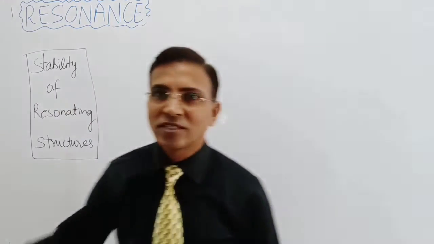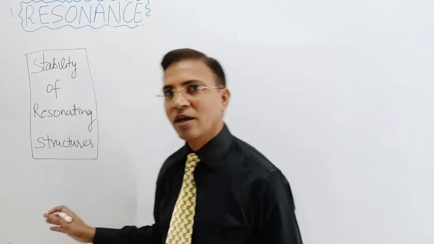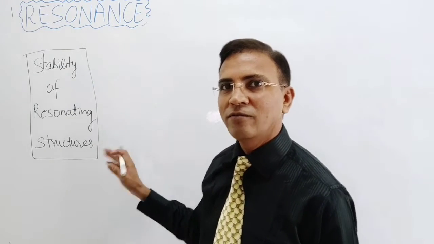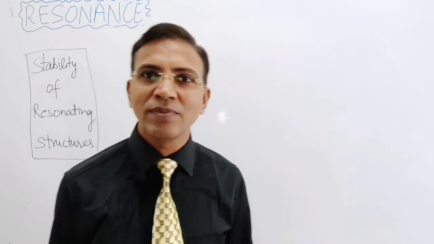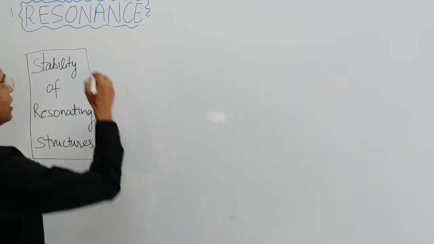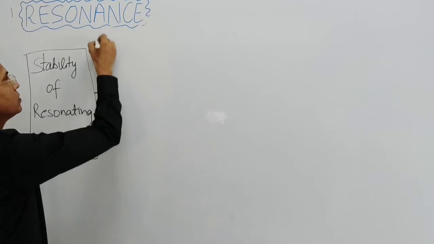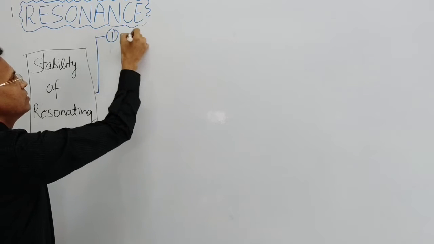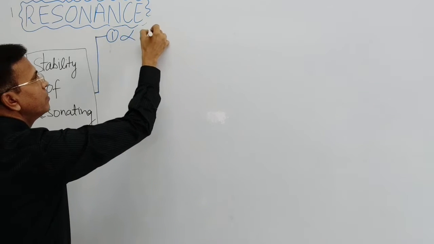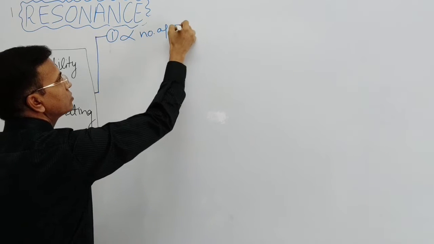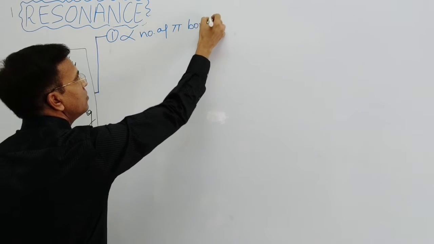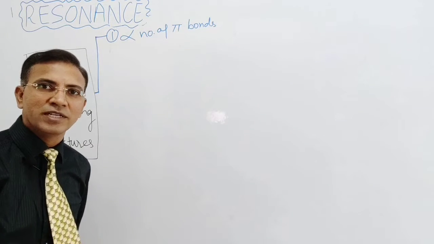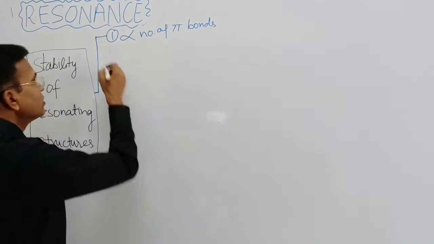So beta, here is the stability of resonating structures, and first I am going to write the laws, and after that one by one I am going to take the examples and the questions, right? Now the first is directly proportional to the number of pi bonds, means more pi bonds are there, more is the stability of the resonating structure.